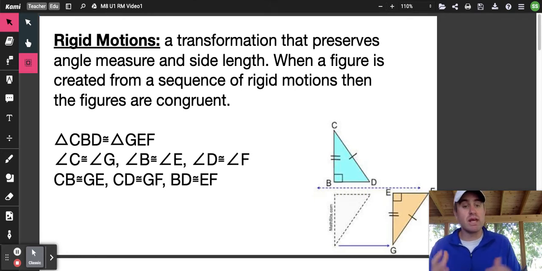And when that happens, they would land right on top of each other, meaning the two triangles are congruent. So we would have triangle CBD congruent to triangle GEF, meaning that each of the pieces are congruent. Angle C is congruent to angle G, angle B and angle E, and so on. And then each of our sides would be congruent. CB is congruent to GE, and so on. The big takeaway here is that C corresponds with G, so wherever C and G are kind of replaceable between themselves since they're congruent to each other.